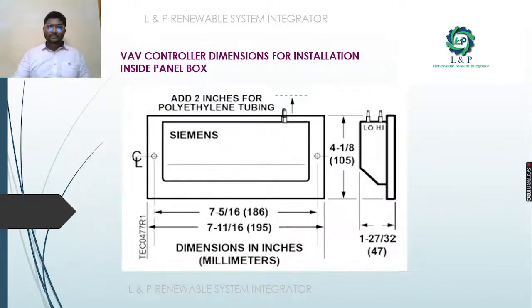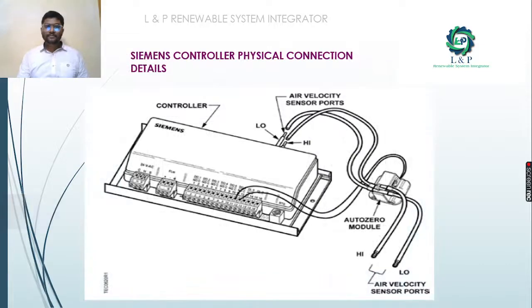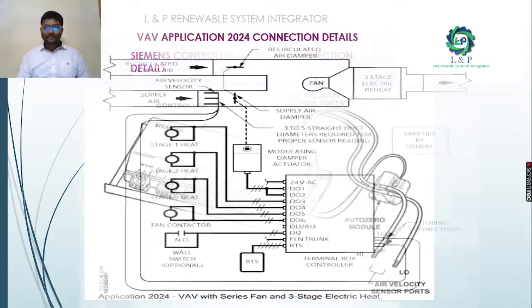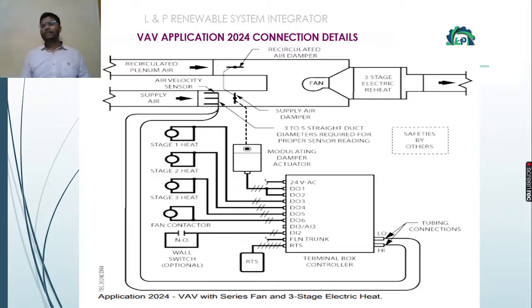Okay, and these are the dimensions in order to make the installation inside the panel box. It will be in inches. These are the physical connections, how it will get connected. And we also have a special device called the Auto Zero module that we will discuss later. And this is the application that we are going to discuss in detail, that is the VAV application 2024.